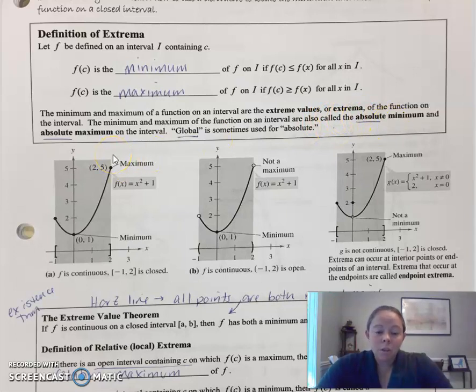absolute max. So this is really important. If it ever just says max or min, they're referring to absolute max or min. And we'll get into a different concept here soon where we'll put a different word in front of min or max and it'll mean something different. So whenever you see absolute max or min or just max and min by itself, you're going to assume it's the highest number or the lowest number in the interval.